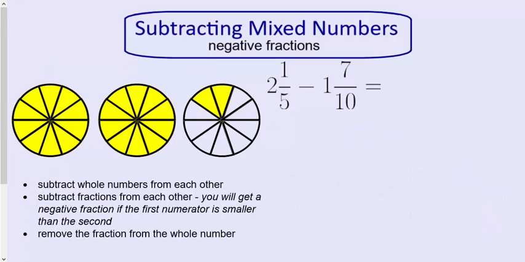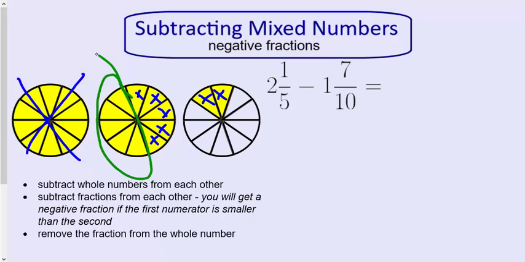Let's see how that looks with our model here. I've got 2 1/5 minus 1 and 7/10. First thing I would do is take away the 1. Then I want to take away 7/10. 1/10, 2/10, 3/10, 4/10, 5/10, 6/10, 7/10. You can see here, once I take away 1 and 7/10, I'm left with 1/2.